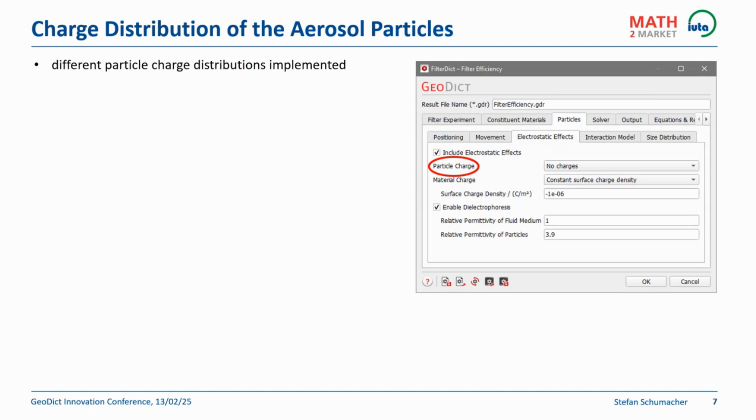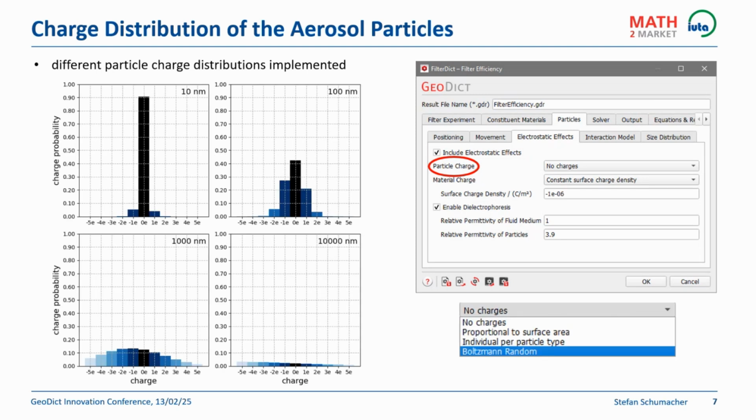So the first thing is the particles carry a certain charge. So in the software, there is an option to assign different charges to the particles. And what is very common is this so-called bipolar equilibrium state, which is called here in the software Boltzmann random. So you have ions in the air, positive and negative ions, and they interact with the particles. And if you give long enough time, there will be an equilibrium charge distribution. And this depends on particle size.